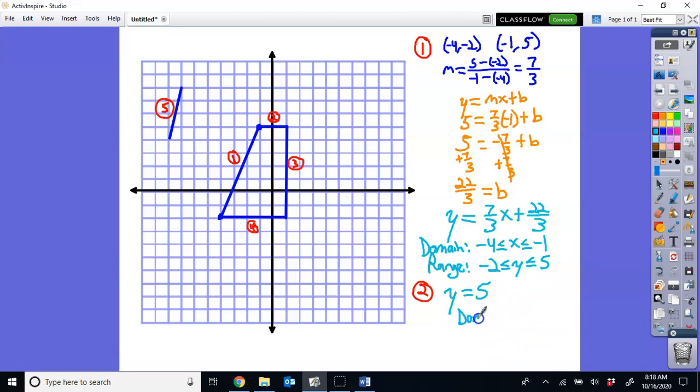The domain is the x values, and remember it starts at -1 right here, and then it keeps going to here, which would be +1. So that's -1 up to +1. The range for a horizontal line is never going to change because it's y equals 5 the whole time. You don't have to write the range for a horizontal line, so if you don't write the range, that's okay.